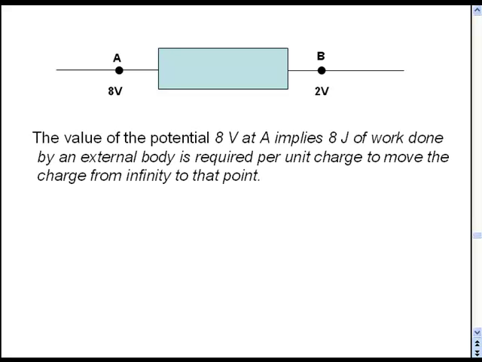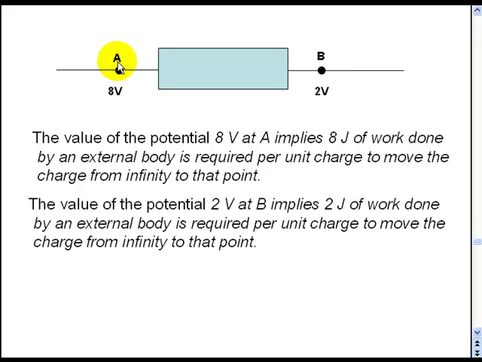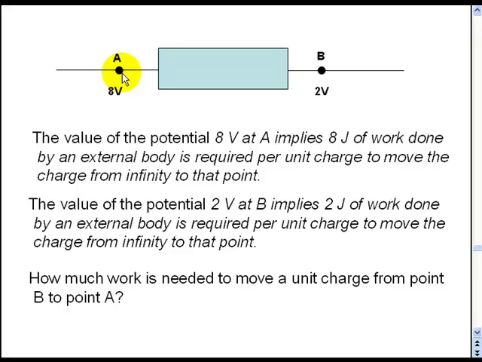The value of the potential 8 volts at A implies 8 joules of work done by an external body is required per unit charge to move the charge from infinity to that point. The value of the potential 2 volts at B implies 2 joules of work done by an external body is required per unit charge to move the charge from infinity to that point. What if you don't move the charge from infinity, but from B to A instead? How much work is done? Give it a try.